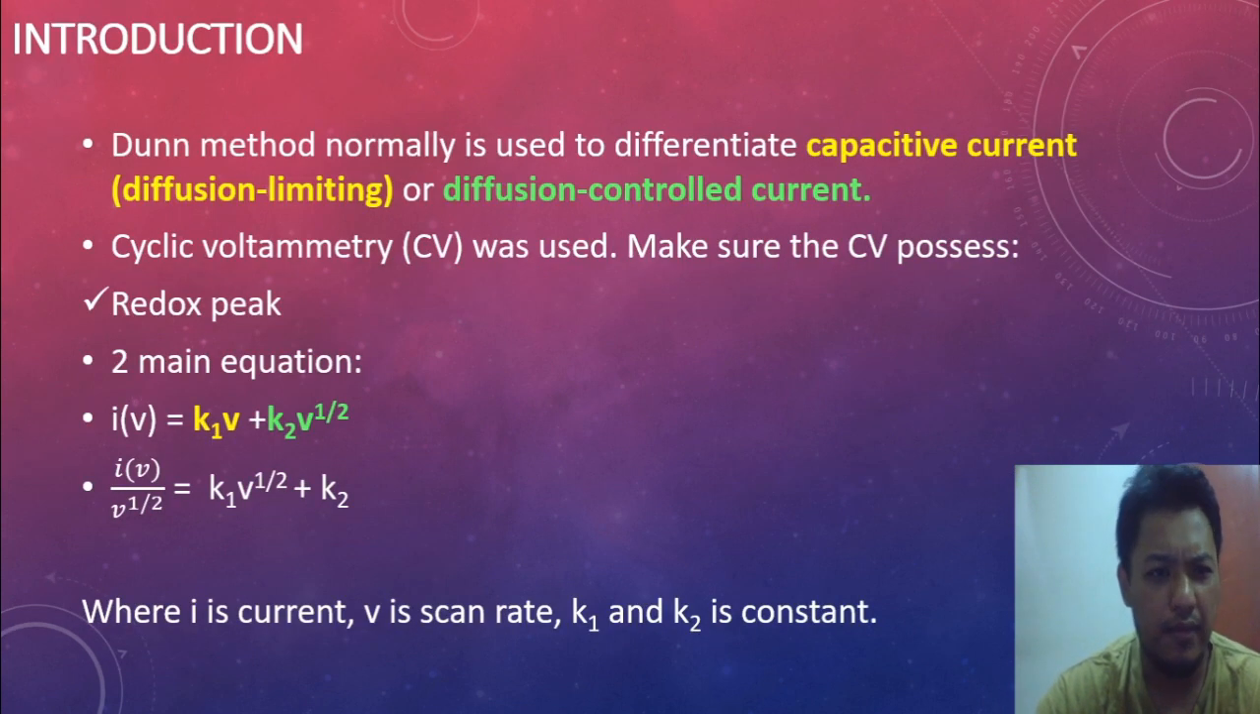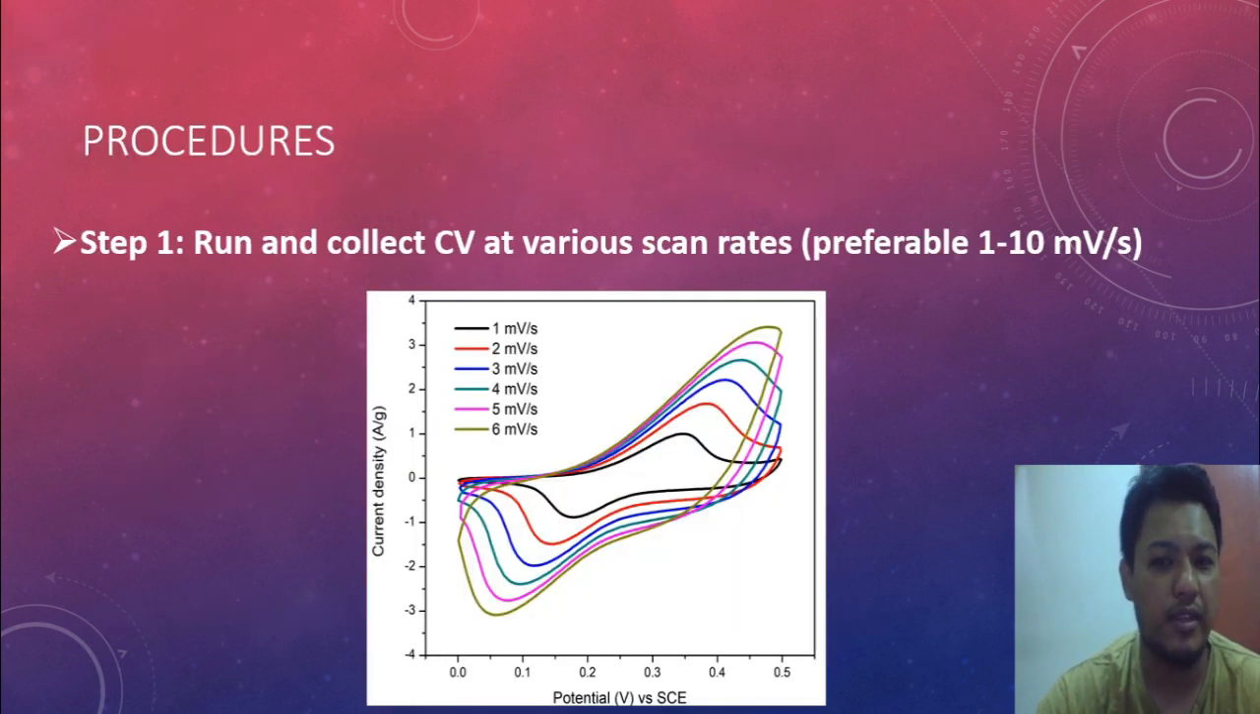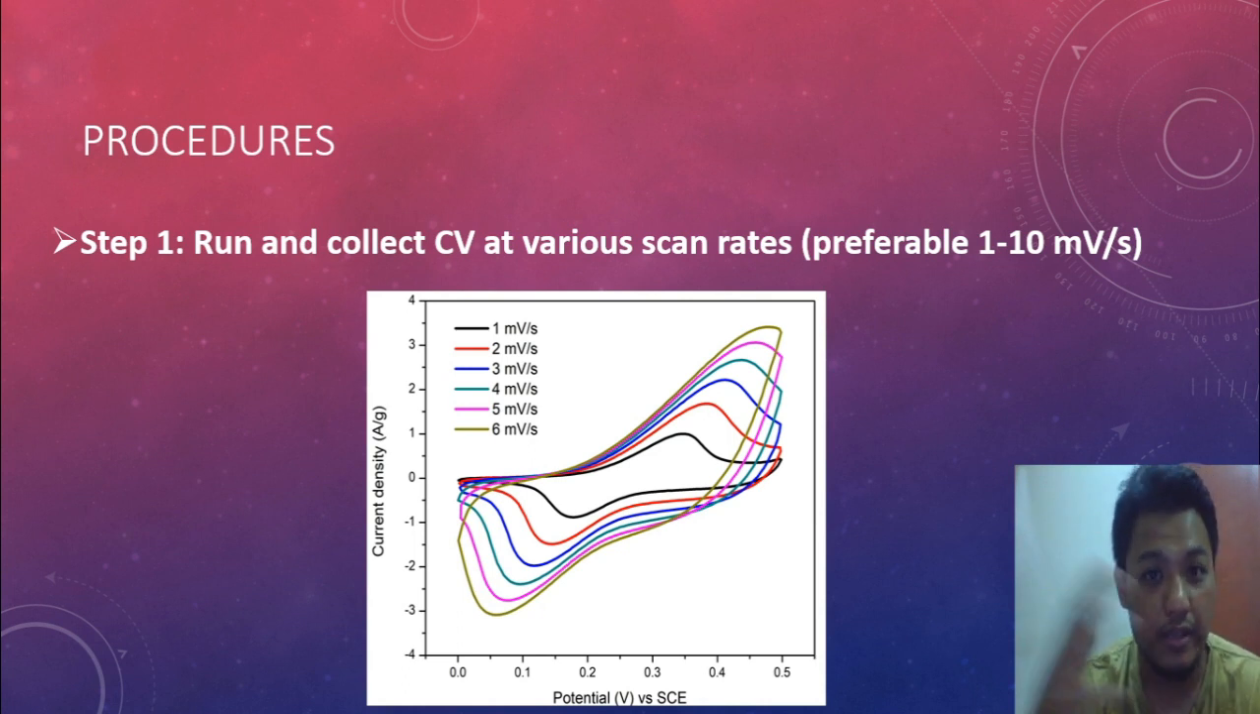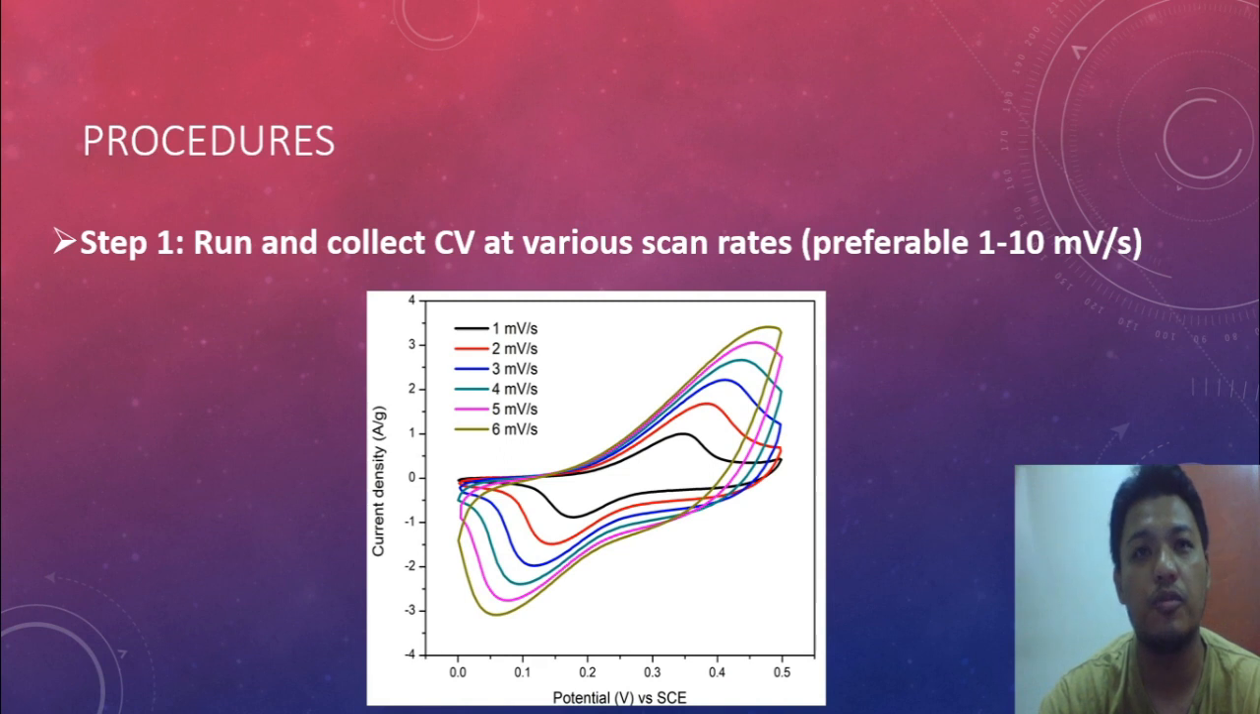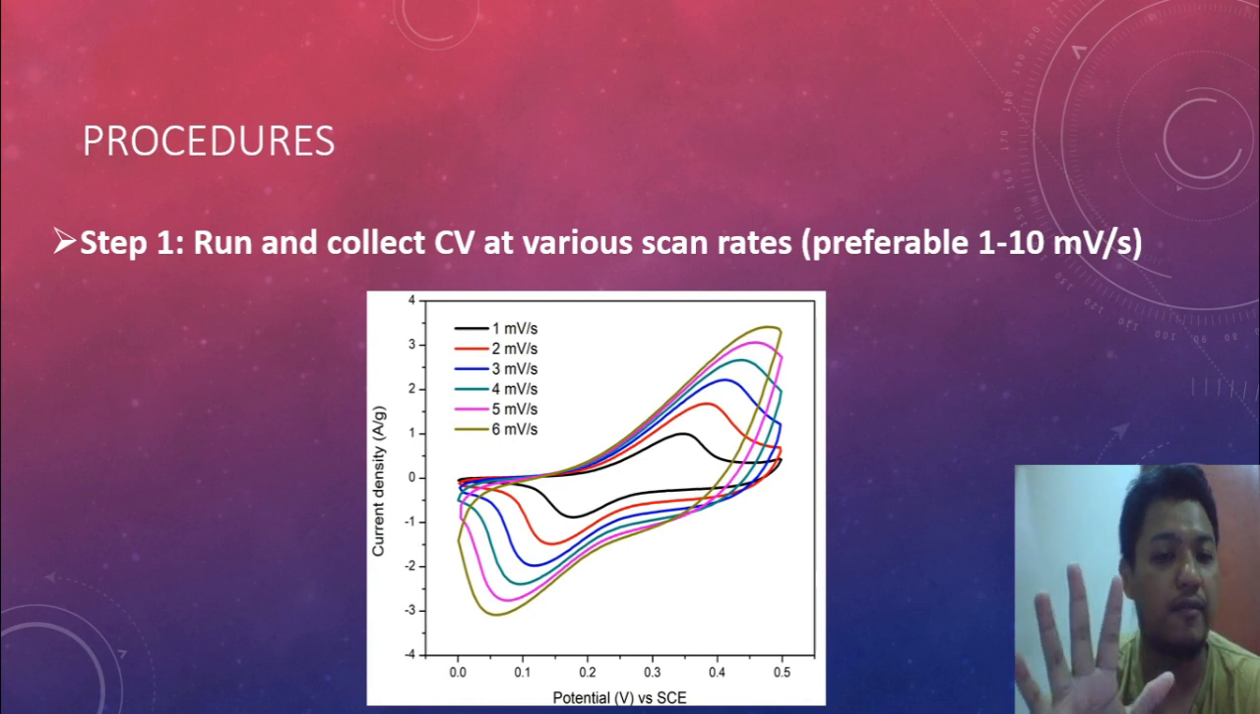So basically this is just the introduction, very easy, and a lot of people might understand this procedure. You can also run CV at different scan rates, 1 millivolt to 6 millivolt is up to you. The minimum is 5 scan rates, for example 1, 2, 3, 4, 5. It can go to 10 millivolt, it can go to 100 millivolt.